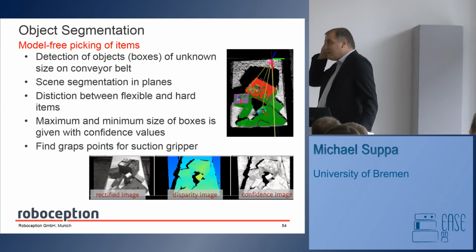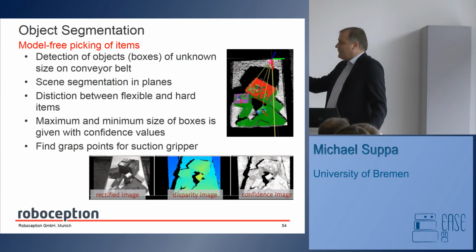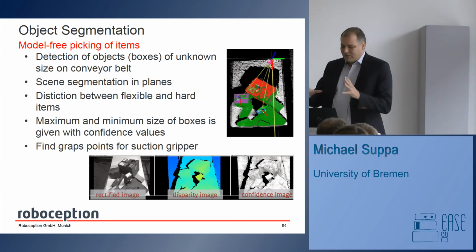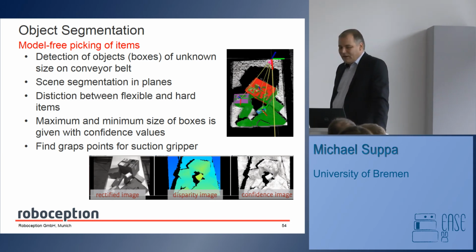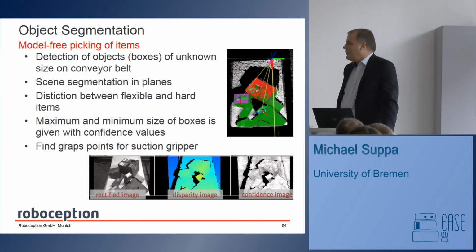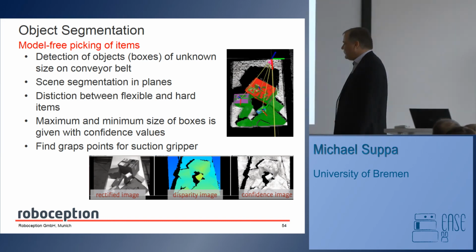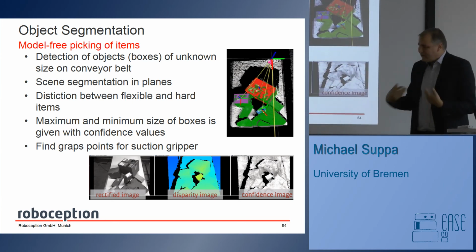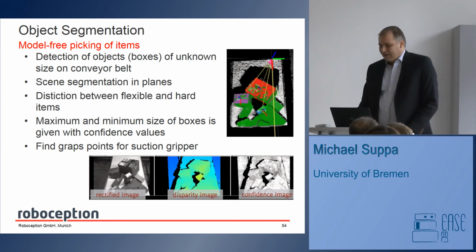Our approach here can distinguish between flexible and hard objects. It segments the scene into planes. You can set some min-max sizes for the segmented faces, and then you basically place a grasp point for the suction gripper. We are using the same approaches here: disparity image and confidence image. We are using that information to segment the 3D point cloud.